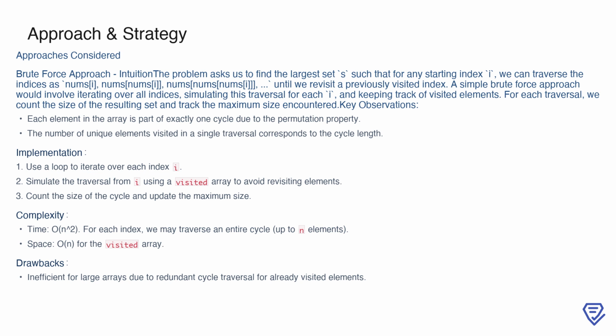A few important observations simplify the problem. Since this array represents a permutation of indices, each element is part of exactly one cycle, and the cycle length corresponds to the number of unique elements visited during a traversal. While this approach is straightforward, it has significant drawbacks. Its time complexity is O(n^2), since we could end up traversing an entire cycle for each index, even if the elements in that cycle have already been visited. Additionally, it uses O(n) space for the visited array, making it less suitable for larger inputs.